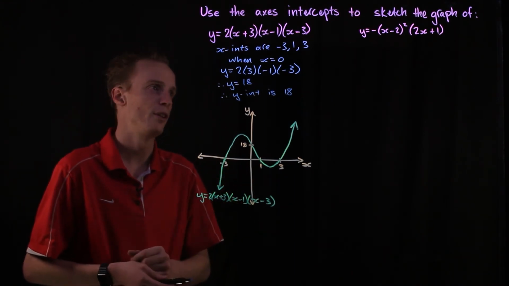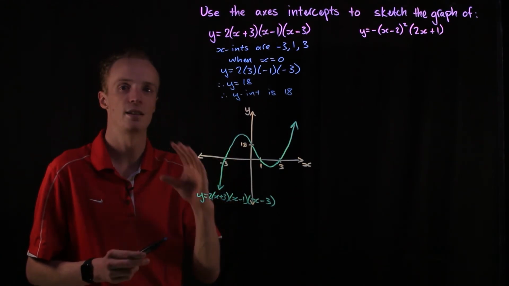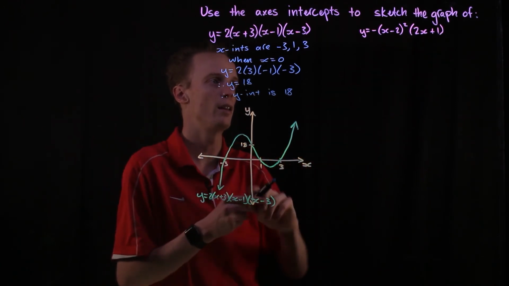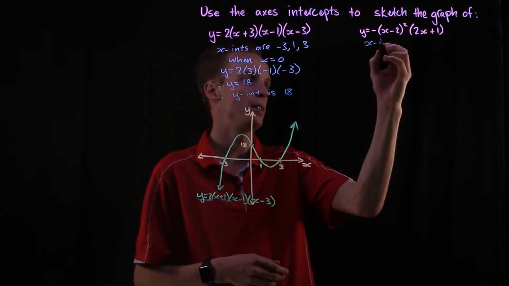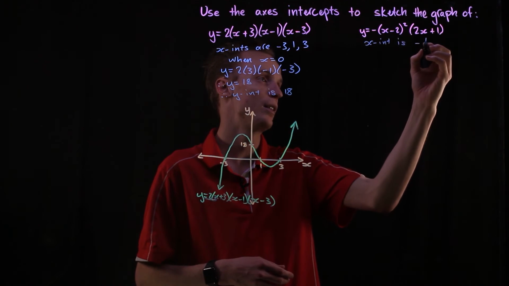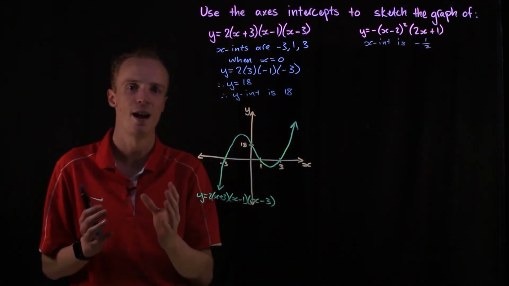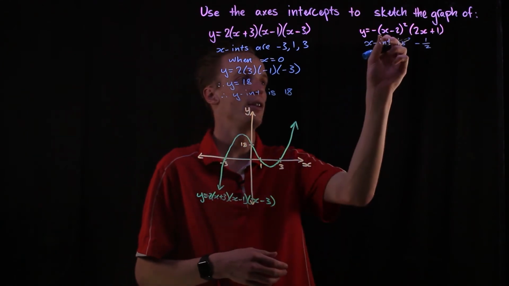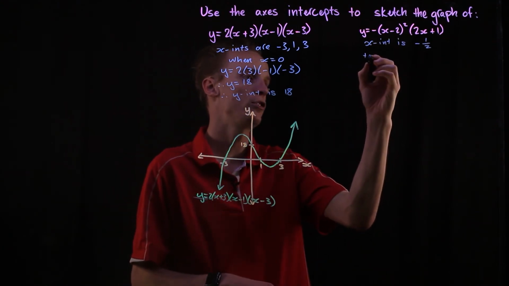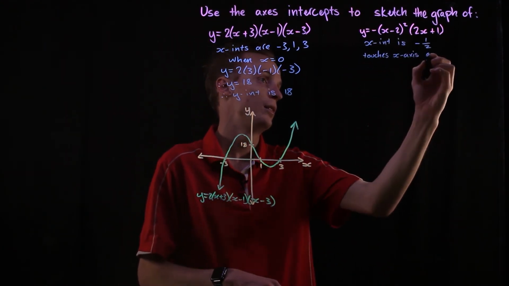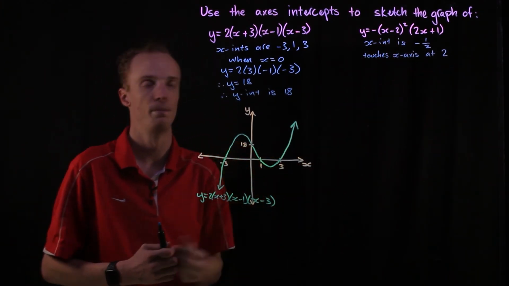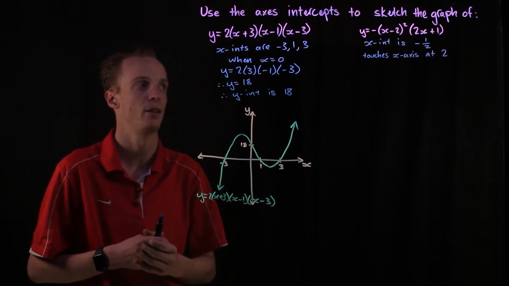But the process that we follow is very similar. We start with the x-intercepts, where it's going to cut the x-axis. It's going to cut the x-axis at this linear factor here. This x-intercept is going to be the opposite sign, so it'll be negative 1/2. That's where it's going to cut the x-axis. But it's also going to touch the x-axis at the repeated linear factor here, so it touches the x-axis at +2.